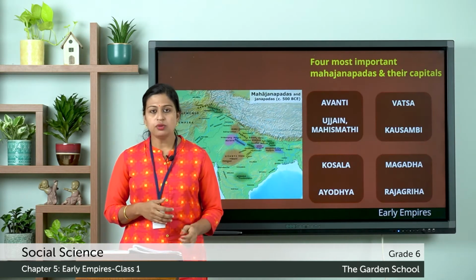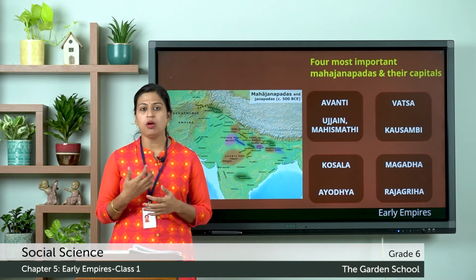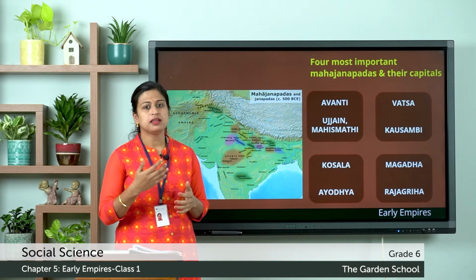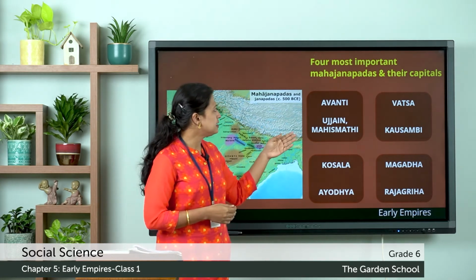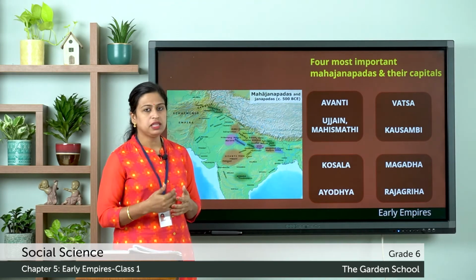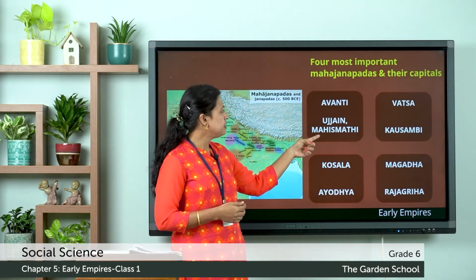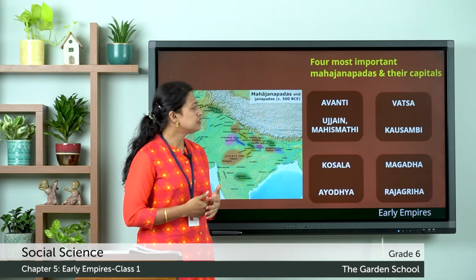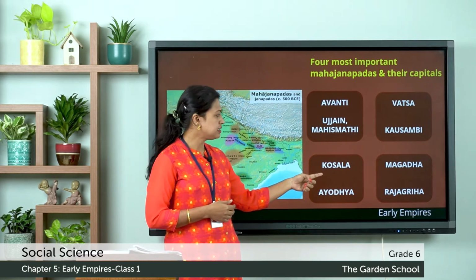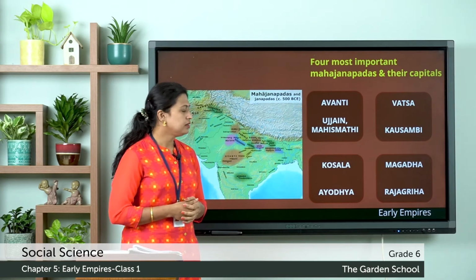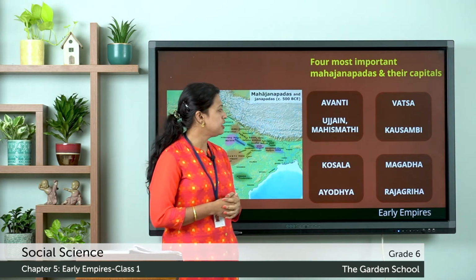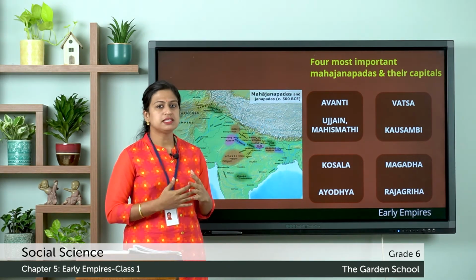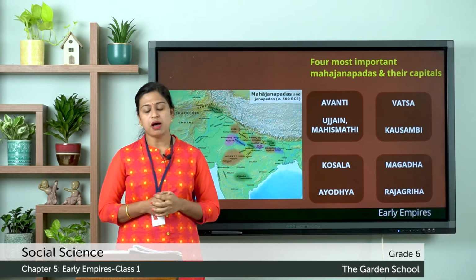Now these people started exploring all over India, and you can see the 4 most important Mahajanapadas and their capitals. Here you can see the first Mahajanapada, Avanti, with its capitals Ujjain and Mahishmati. The next one, Vatsa, with its capital Kausambi. The third one is Kosala, with its capital Ayodhya. Then the fourth most important Mahajanapada is Magadha, with its capital Rajagriha. So these were the 4 most important Mahajanapadas.